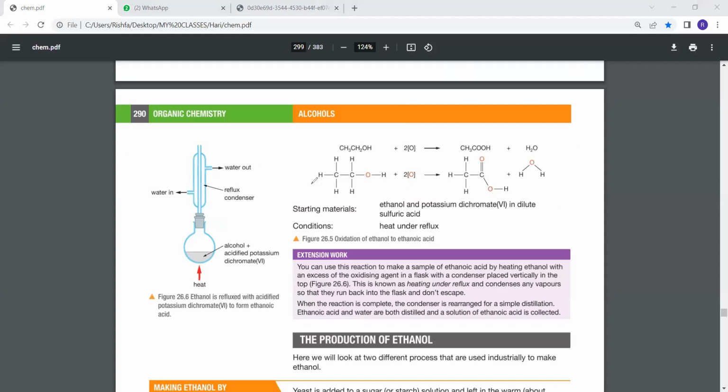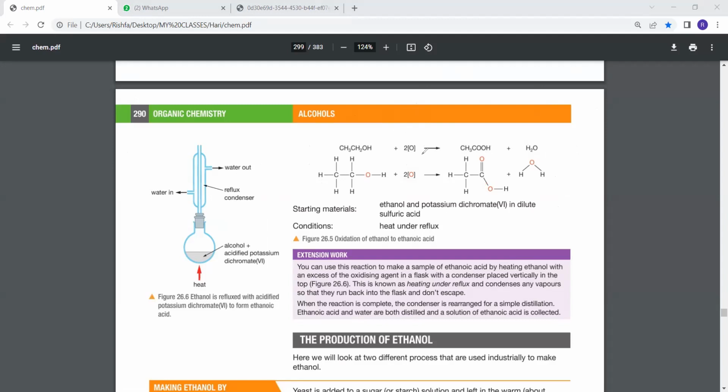See, for example, we have alcohol, and without writing potassium dichromate and without writing H2SO4, we just add only oxygen. Because it's oxidation, I know oxygen is only getting added, so I write the simplified reaction. And now I can just draw ethanoic acid and water. Clear?